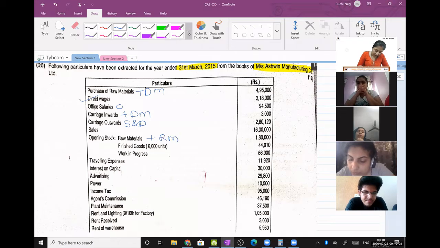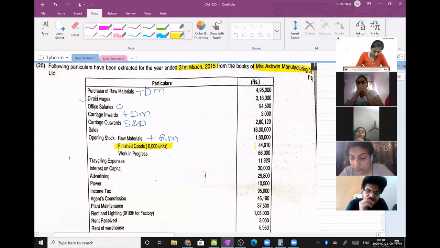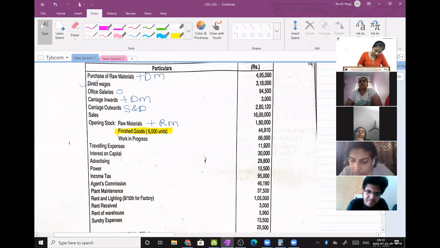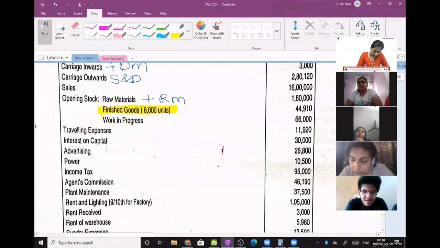Then finished goods opening is given, quantity is given. That means we have to calculate the CPU column. So it's a type 2 sum. Then WIP is also given, work in progress. Then next, traveling expense.